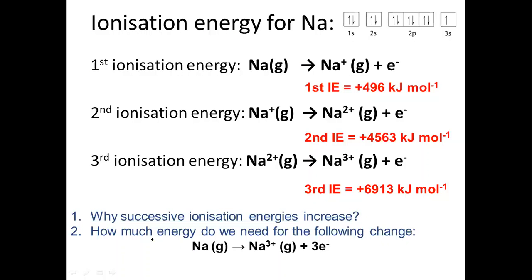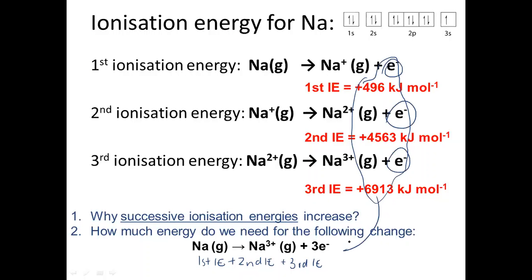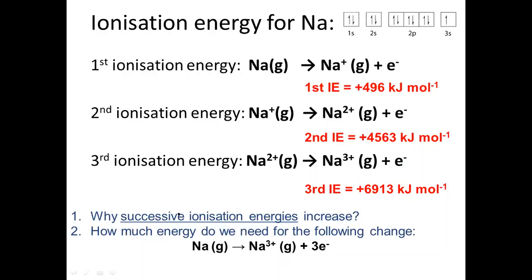And then the second question, how much energy do we need for the following change? If I want the energy to remove 3 electrons, this is first ionization energy plus second ionization energy plus third ionization energy. I need to add these 3 numbers because we removed these 3 electrons. So we add, there's a symbol of the sum. So these 3 numbers, you would need to add them up. I can't be bothered to do that now, to get the answer for that second question. Now, what about the first question? Why do successive ionization energies increase?